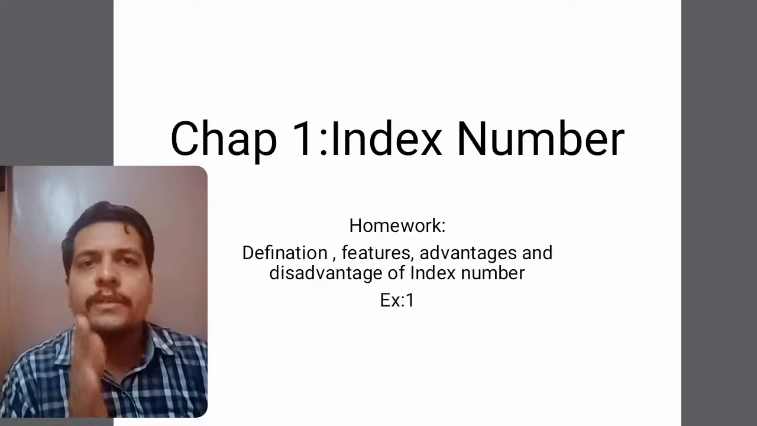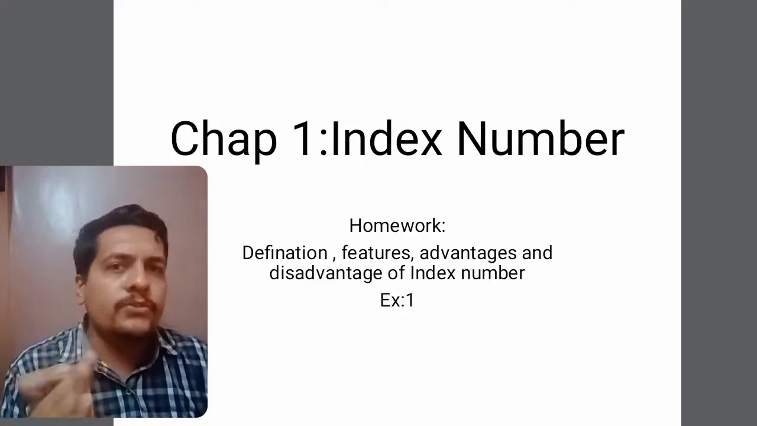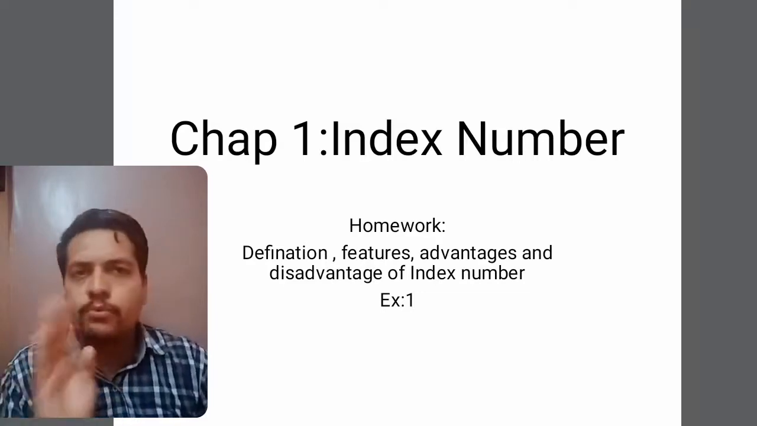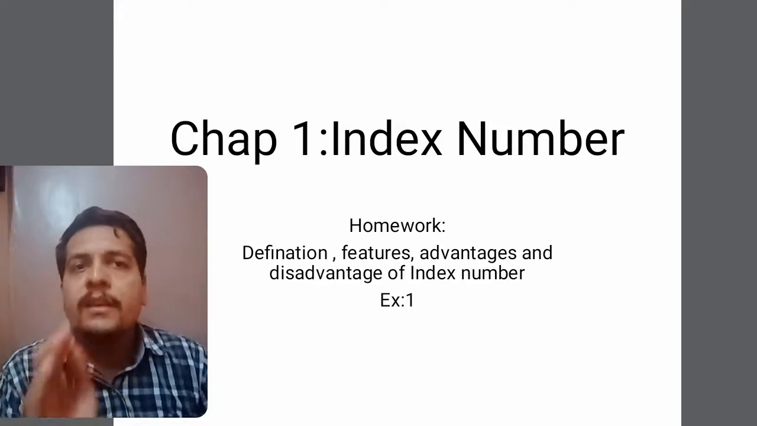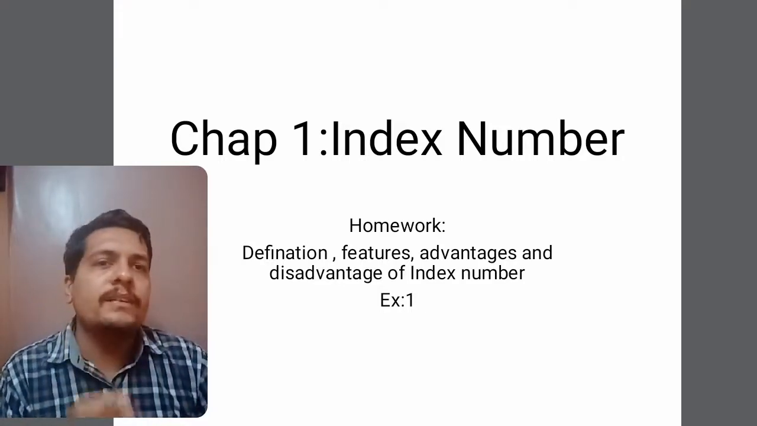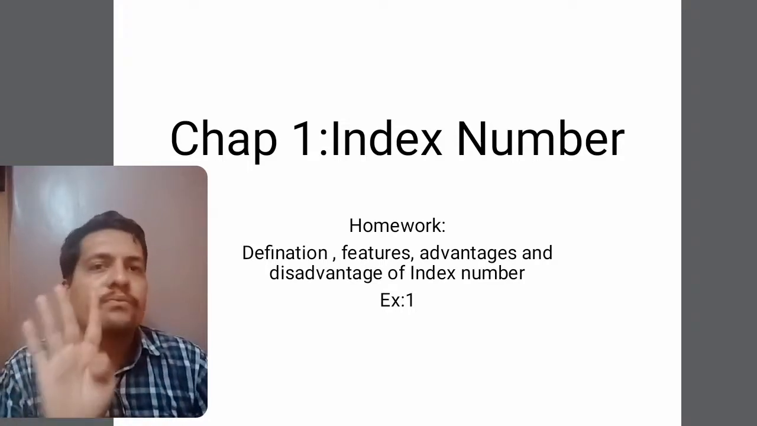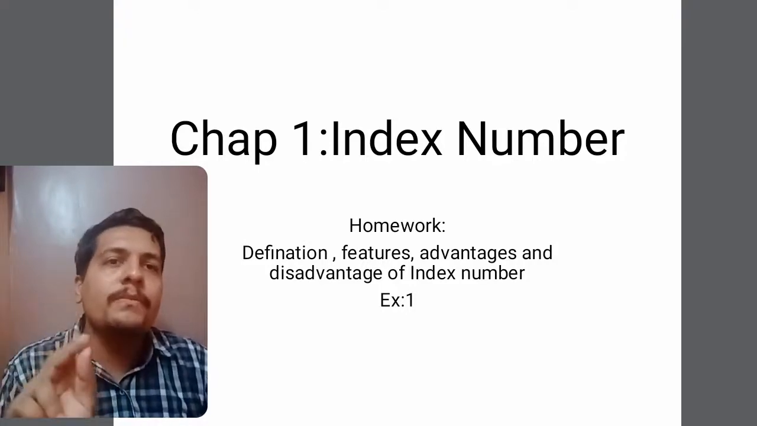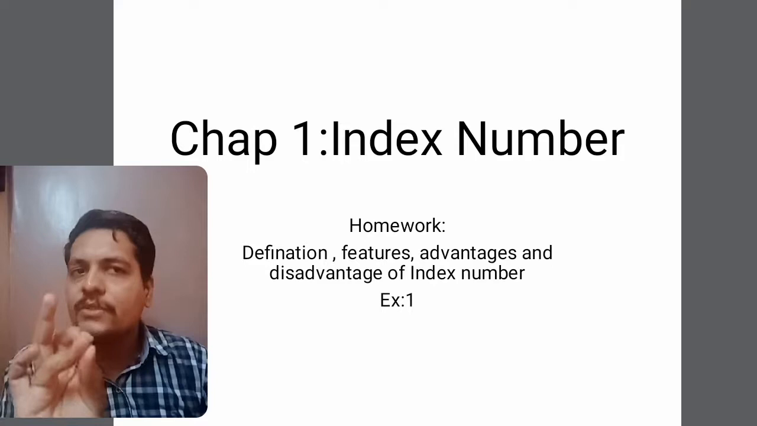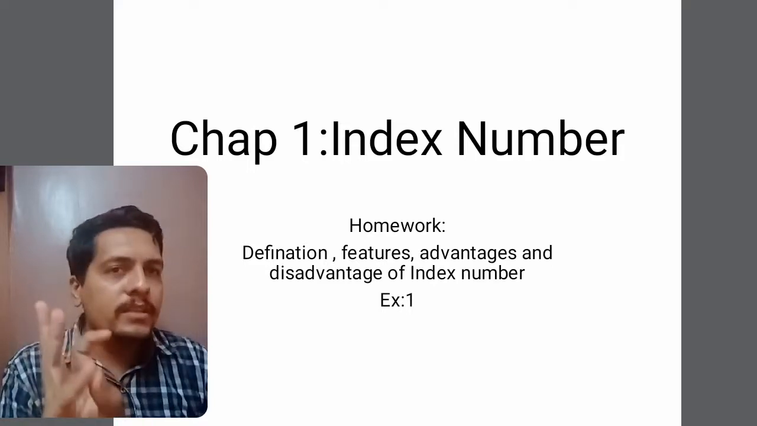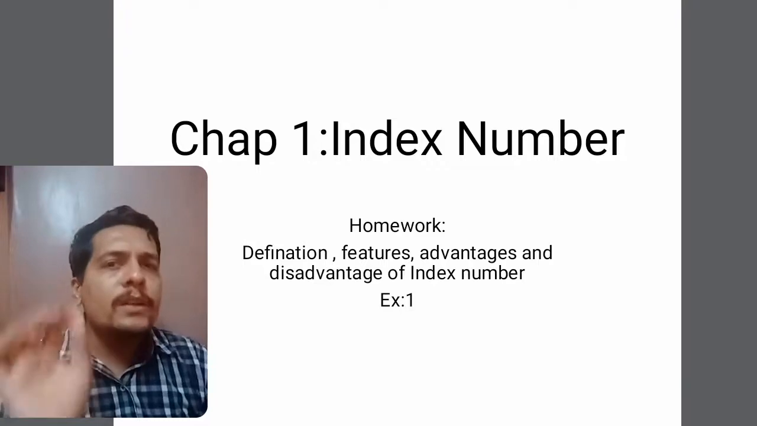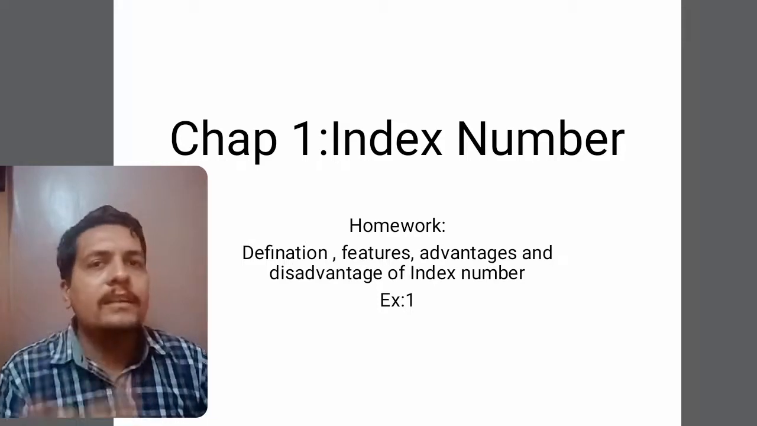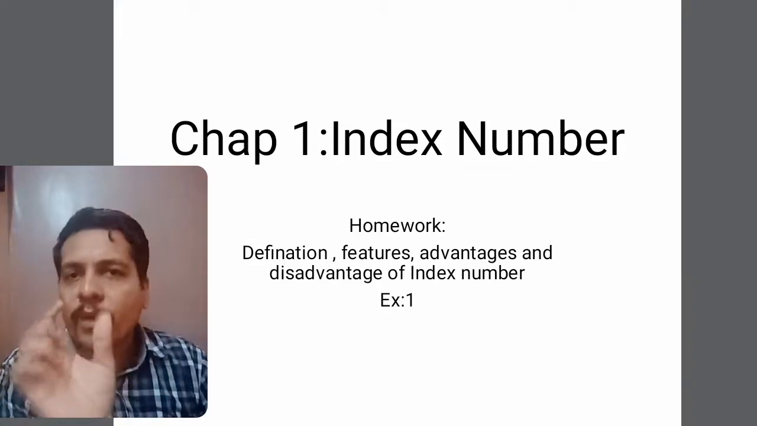And at last, today's homework is two questions, one related to theory and the other related to the example. In the theory question we have four questions: definition, features, advantages and disadvantages of index number. First is give the definition of index number, second is give the features of index number, third is give the advantages of index number, fourth is give the disadvantages of index number. The first question is worth 1 mark and all the others are worth 2 marks, and after that, 2 marks for example 1.